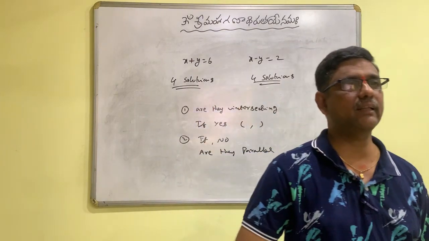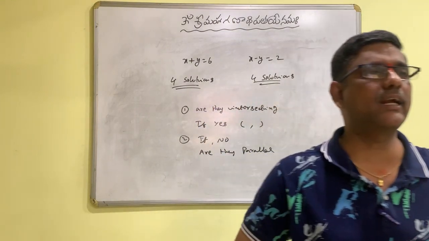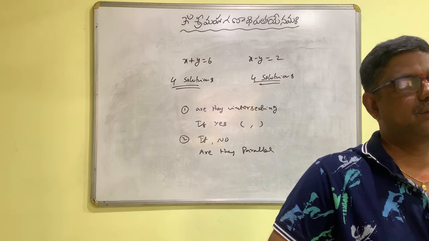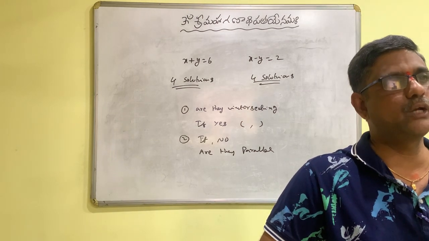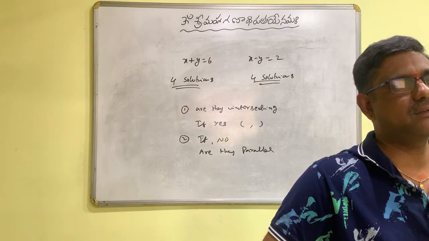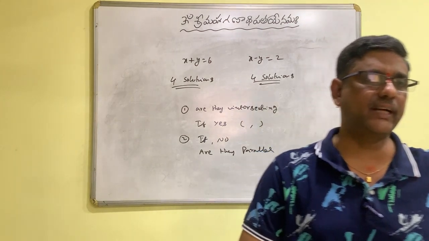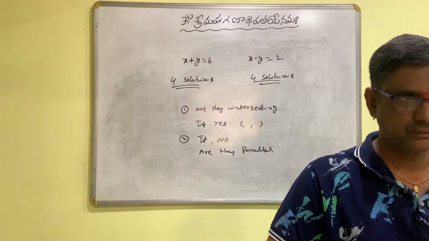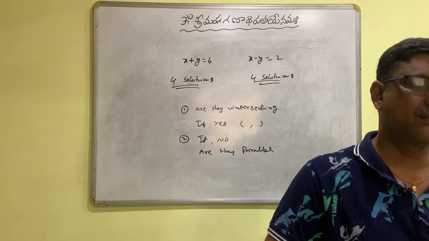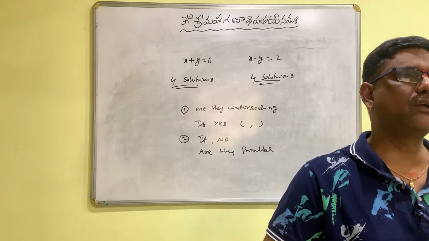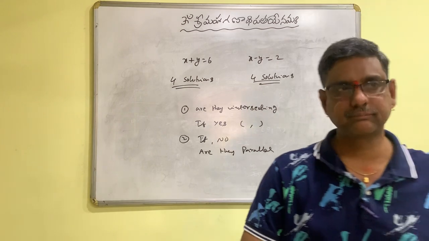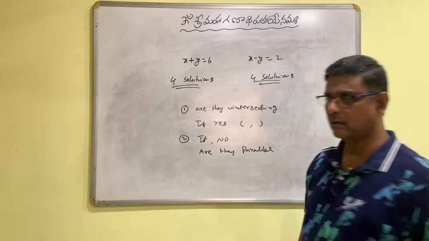Now you need to verify, are they intersecting? You will get 2 straight lines. You need to tell me, are they intersecting or not? If they are intersecting, you need to tell the point of intersection. If they are not intersecting, you need to say whether they are parallel or not. Okay, children?